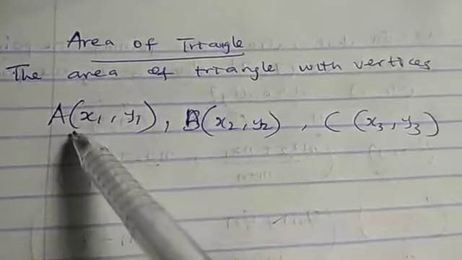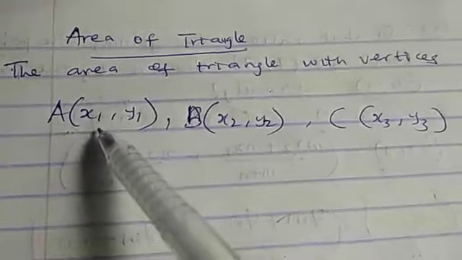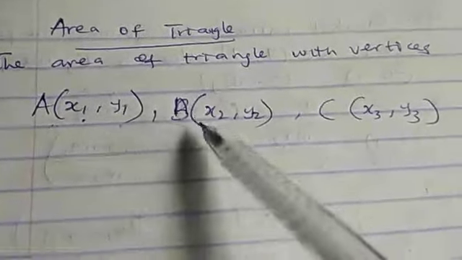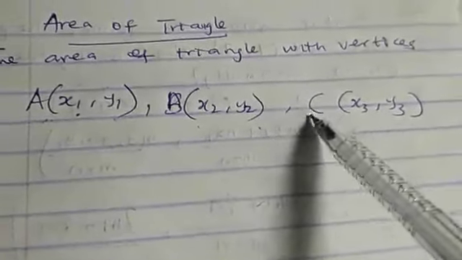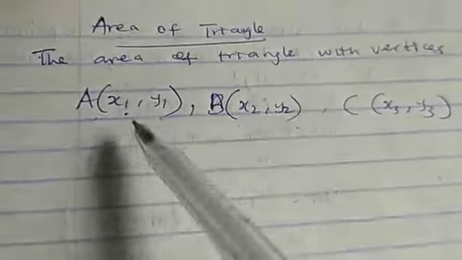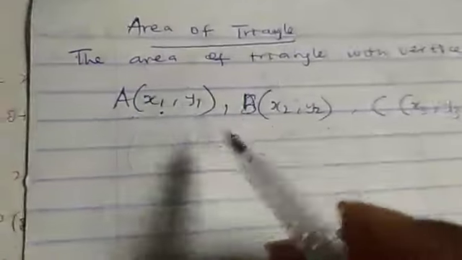We consider a triangle that has vertices (x1, y1), (x2, y2), and (x3, y3). You know that a triangle has 3 sides and 3 vertices. I want to find the area of such a triangle.